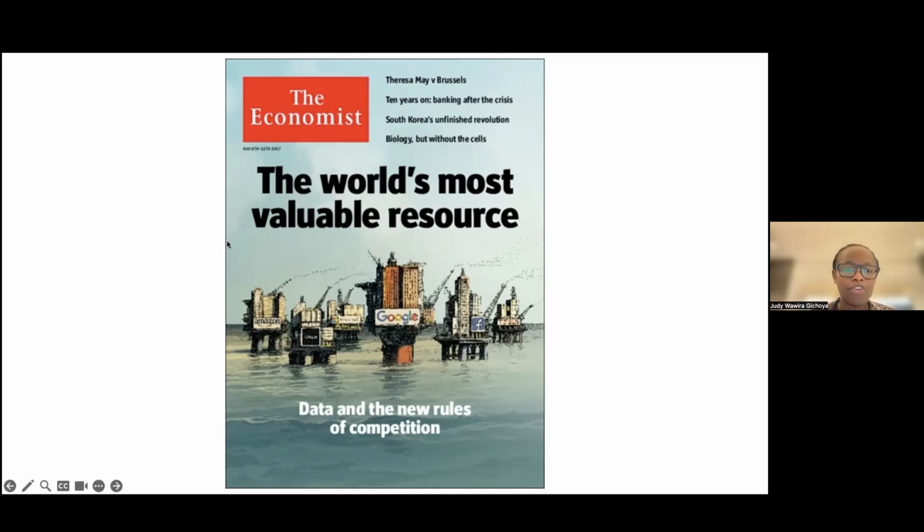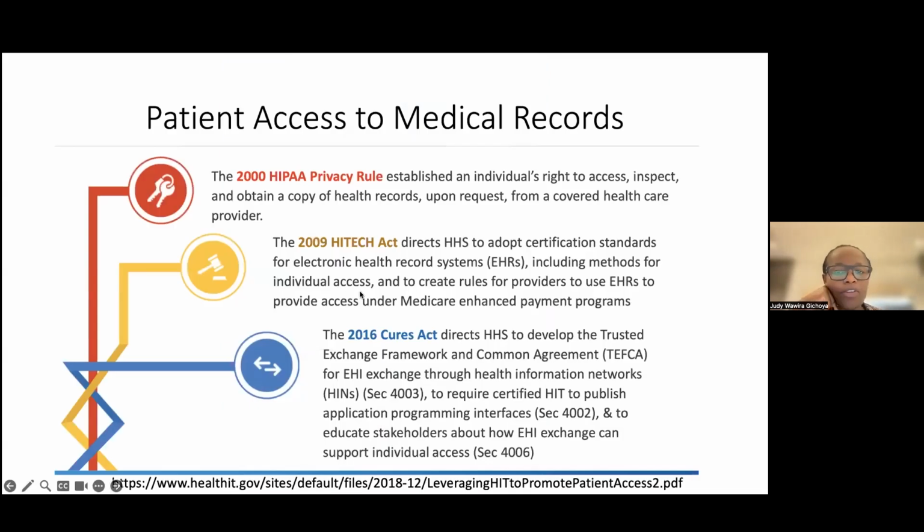And so, we have 3 regulations really around patient access to medical records. The 2000 HIPAA privacy rule established an individual's right to access, inspect, and obtain a copy of their health records upon request from a covered healthcare provider. And you can get penalties if you don't. In radiology, it's even more important. There has been a big campaign of ditch the disc. If you have been a provider, being a patient, and your images are not in the same system, then you do know it's quite a hassle to move your images from one healthcare institution to another, maybe even for a second opinion.